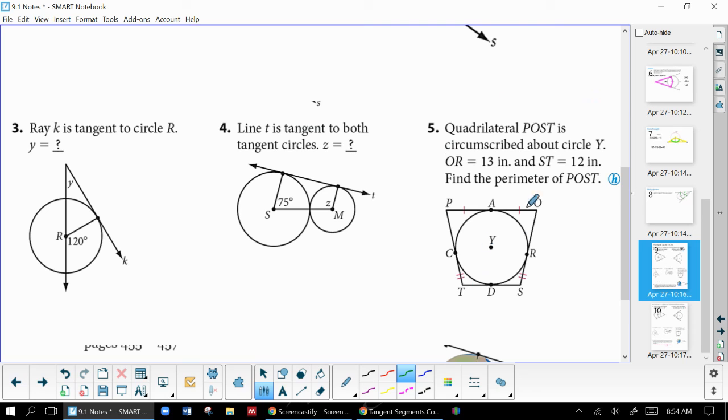Number 5 is a tricky one for a lot of people, but keep in mind, if I were just to look at like this corner here, if it tells me that OR is 13, because these two lines, OR and OA, are tangent segments, and they both attach to O, OA has to be 13 too. If I look at those congruent marks, well, that's congruent. PC and PA, those are also tangent segments. They're congruent. And the same thing with some down here. So you can use that information to find all the sides and then just add them up.